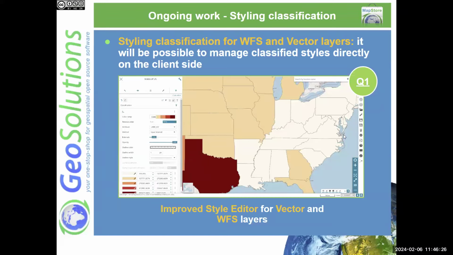We introduce also the style classification. We are working on the style classification for WFS and vector layers. By vector layers, we mean here GeoJSON imported in the map or shapefile imported in a map. So the classification symbolizer that before was available only for the WMS layer was also ported to the WFS vector layer. So it's possible to use one of the available methods that are provided by the client-side workflow, and we have a similar approach to the one that we had in the WMS layer.